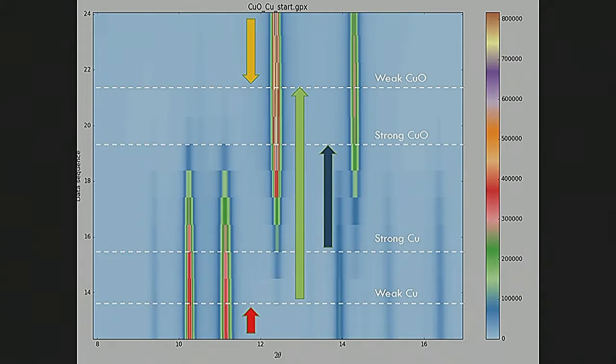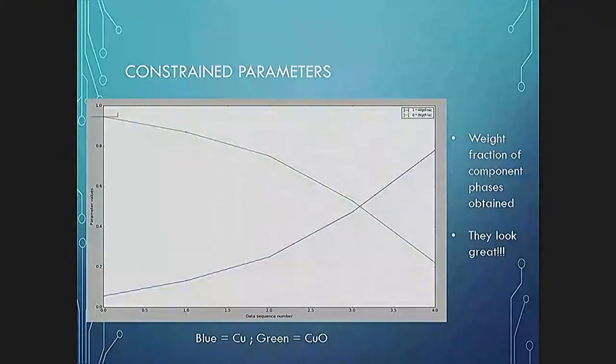However, the one that we did in this area gave us a pretty good weight fraction component. However, this was a parameter that we restrained before we did the sequential refinement. So it was bound to give us something that looked like it made sense.